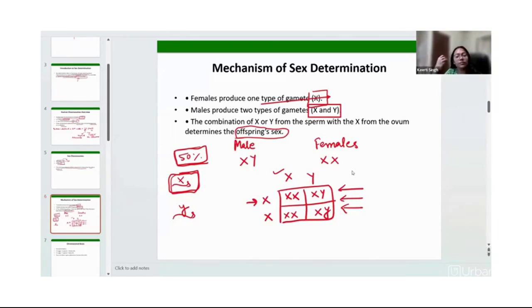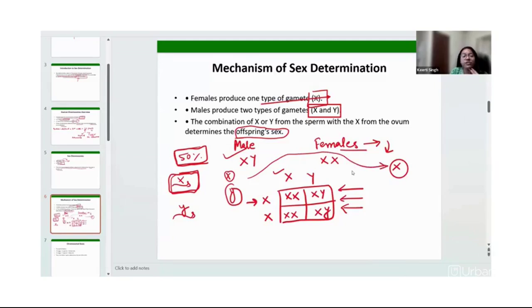Because the ova which the females produce are of the same type, right? Every time an ovum will be formed and that ovum will contain an X chromosome. But in case of males, two types of sperm are going to be formed, right? One containing X, another containing Y. So depending upon which sperm reaches and fertilizes the ovum, we are going to determine the sex of that unborn child, right?